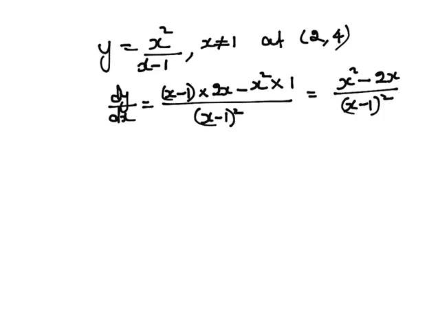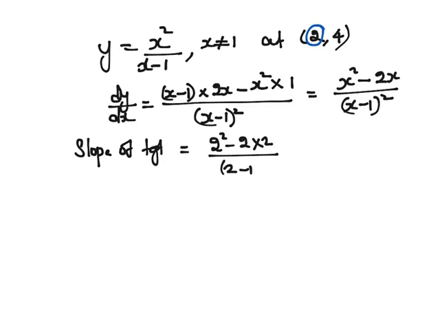Okay, so let me find the slope of tangent now. Slope of tangent is equal to, I'll replace x with 2, I'll get 2 squared minus 2 into 2 divided by 2 minus 1 the whole square. So basically I'll get 4 minus 4 by 1, which is nothing but 0 by 1, 0.